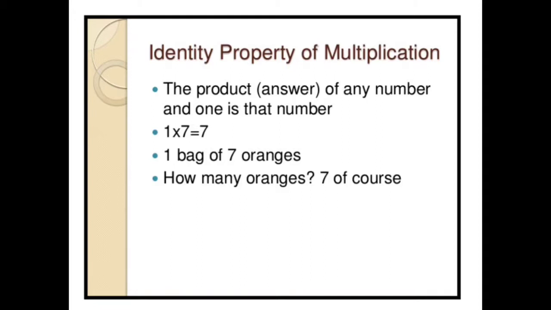Next property, numbers can be multiplied in any order. We will always get the same product. It means if we change the place of the numbers, our answer will not change. Our answer remains the same. So these all are the three properties of multiplication, and in your exercise work, in your questions, you can definitely apply these properties, and in a simple way you will get your answer.